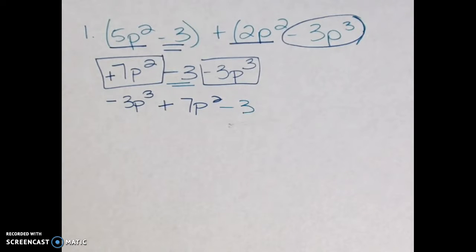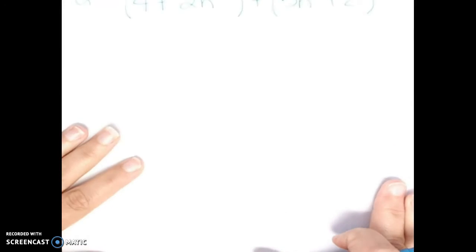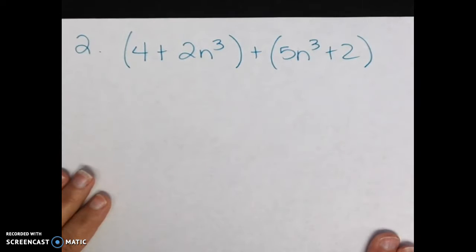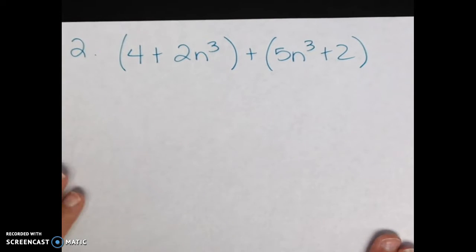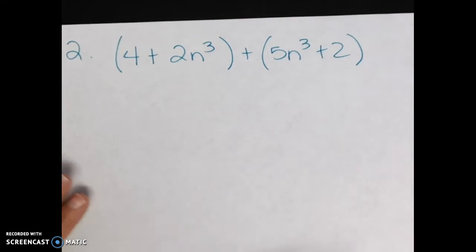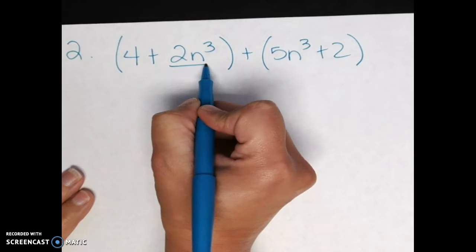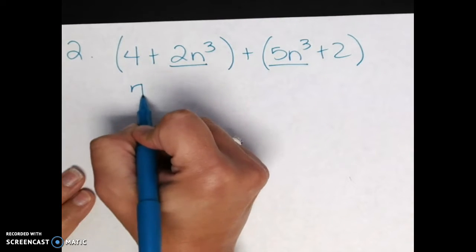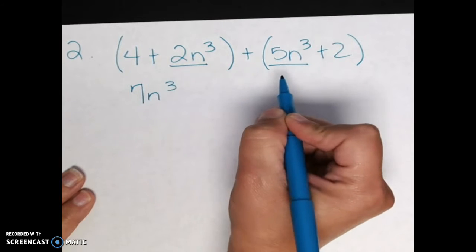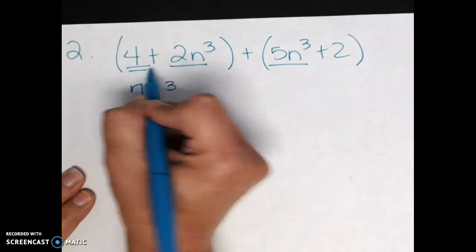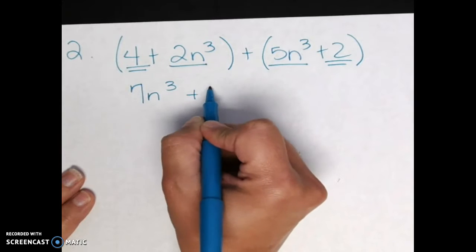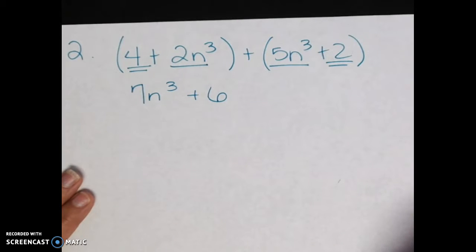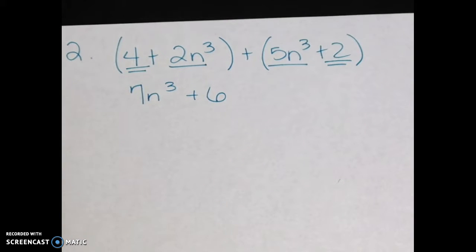Okay, so let's try another one. Again, staying with the adding polynomials, I have 4 plus 2n to the third plus 5n to the third plus 2. So again, we're looking for like terms. I have 2n to the third plus 5n to the third, which gives me 7n to the third. 2 plus 5 is 7. And then I have 4 plus 2, which gives me 6. Perfect.